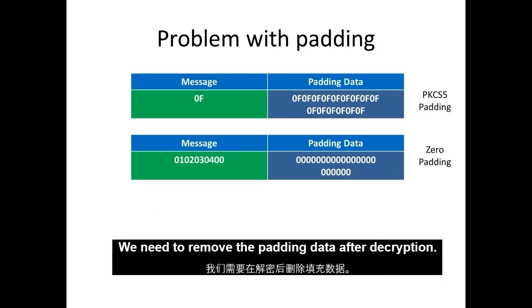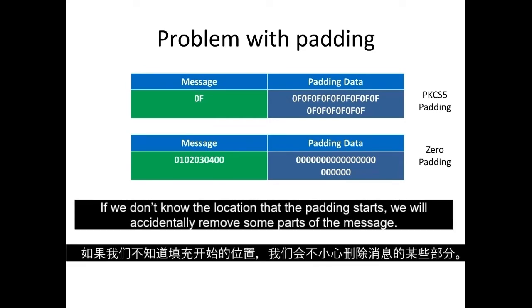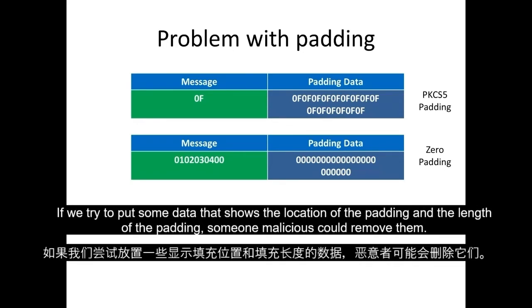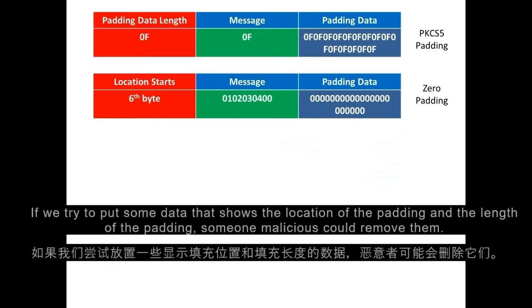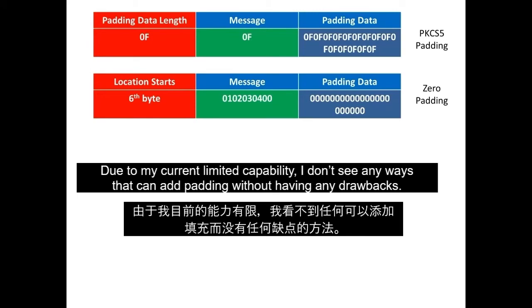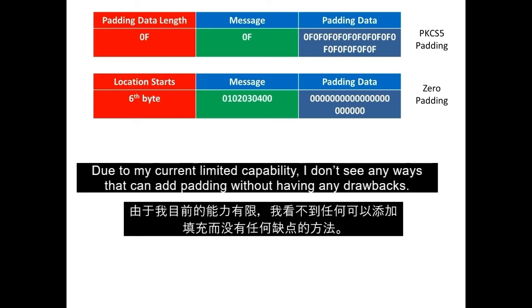We need to remove the padding data after decryption. If we do not know the location that the padding starts, we will accidentally remove some parts of the message. If we try to put some data that shows the location of the padding and the length of the padding, someone malicious could remove them. Due to my current limited capability, I do not see any ways that can add padding without having any drawbacks.